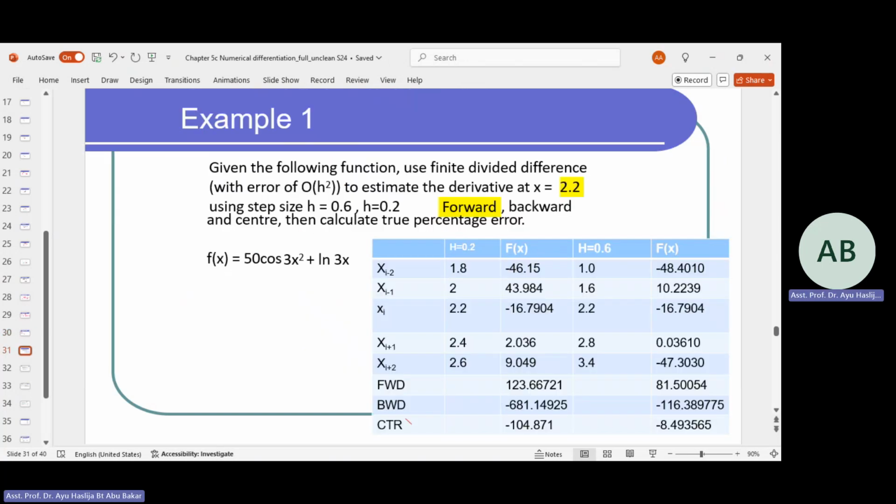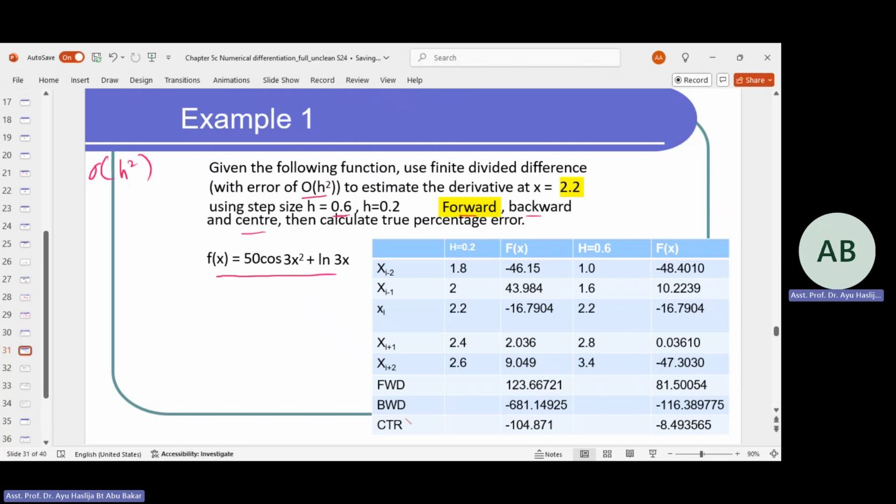Now, we try this one example. Given the following function, use finite divided difference with error of level 2 to estimate the derivative at x 2.2 using step size of 0.6. Okay, we do 0.6. Try for forward, backward, and centered. So identify. It requires error OH2.